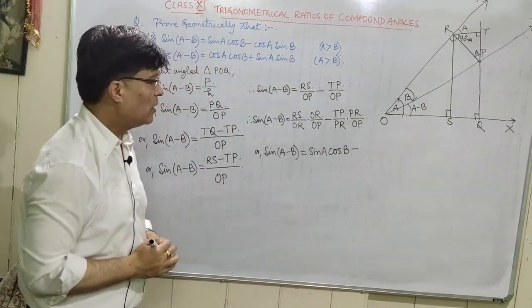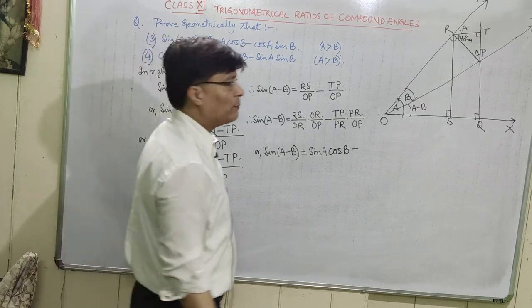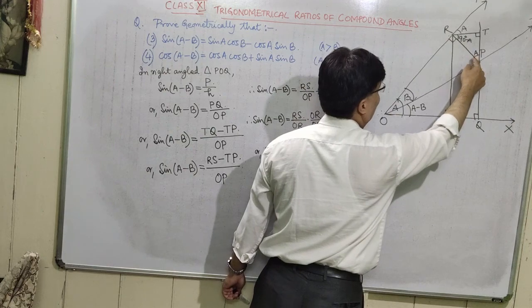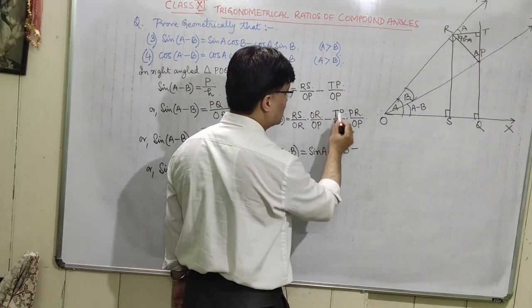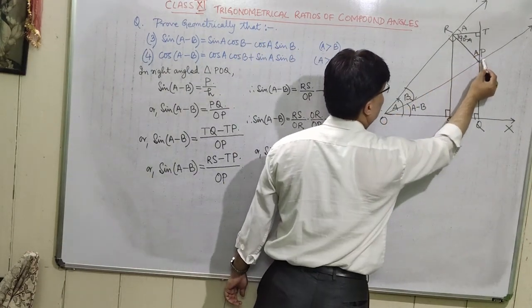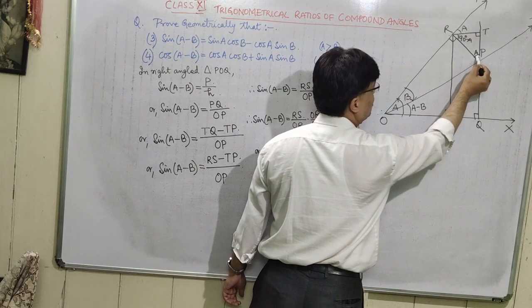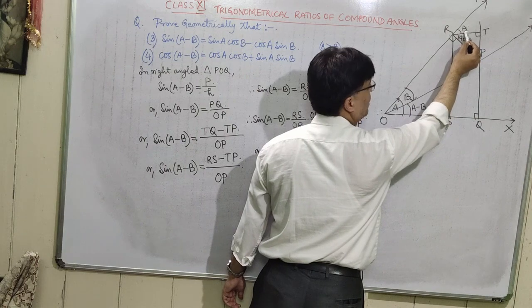Minus, next, TP upon PR. Now angle A is considered. TP upon PR. Angle A is considered. The side opposite to the angle A, that is TR, will be the perpendicular.